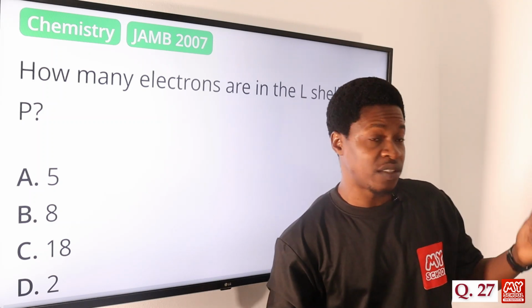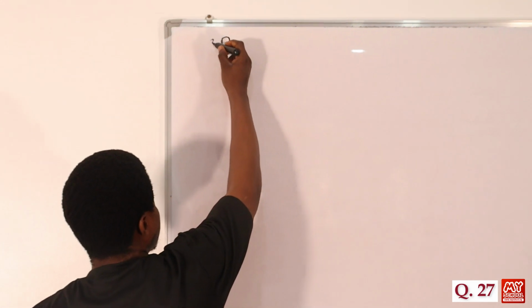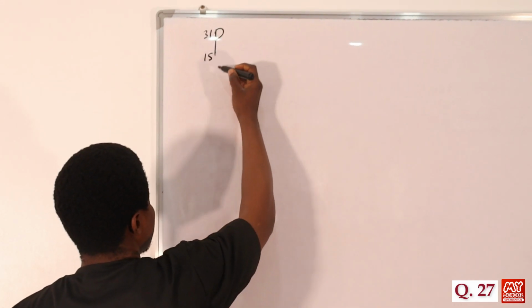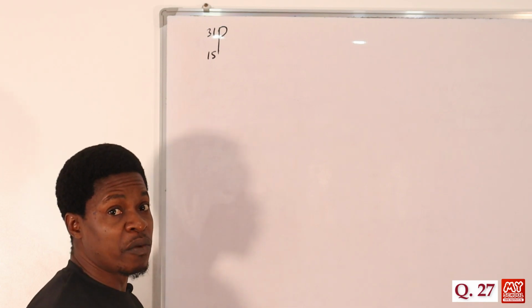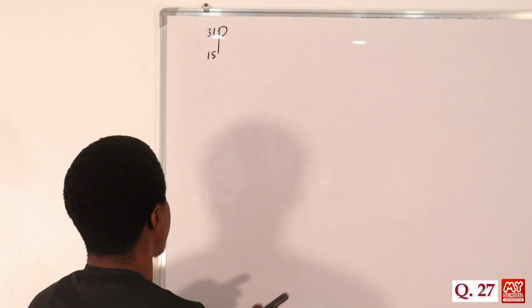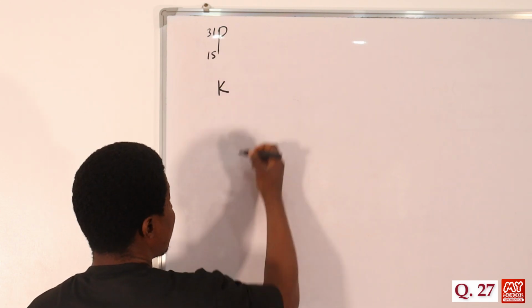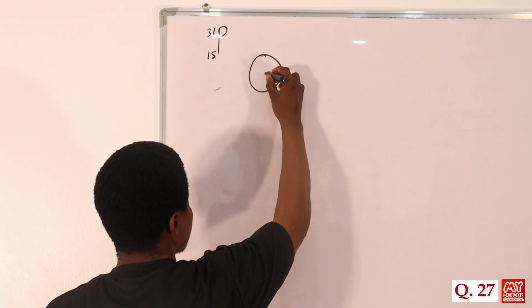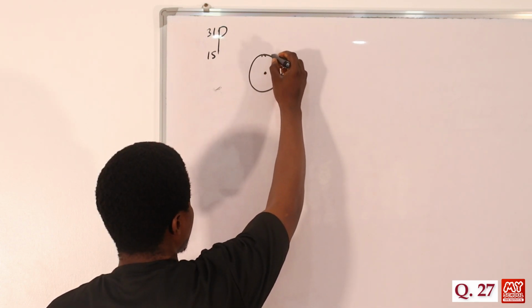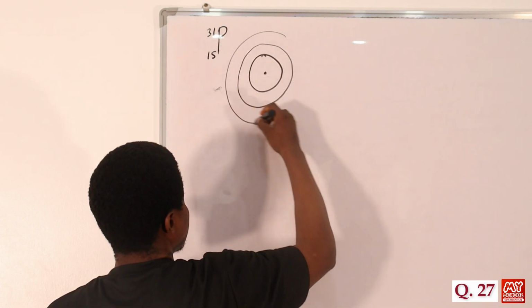Let's look at the board. The element is P, phosphorus, 31 here and 15 here. Don't forget that electrons are arranged in shells. When we want to look at the electronic configuration, it usually starts from K. The first shell is K. If you want to draw the atom, this is the first shell, this is the second shell, this is the third shell, and so on.